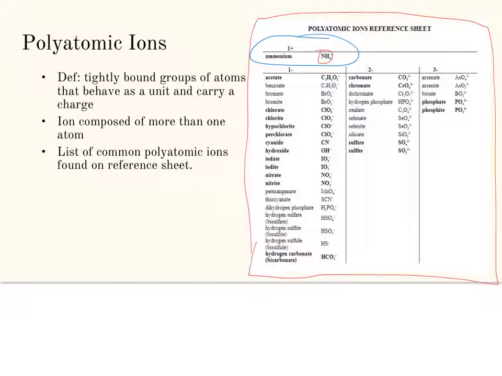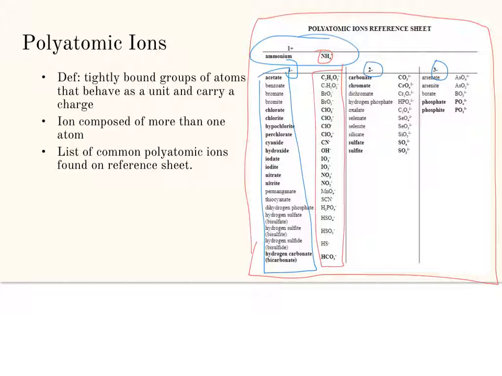Everything in the first column here is a polyatomic ion that carries a -1 charge. In the second column, everything has a -2 charge, and in the third column, a -3 charge. On the left-hand side, you can see the name of the polyatomic ion. And then on the right-hand side, you can see what the actual formula and charge for each one of those ions is. So again, you will always have access to this. You don't have to memorize anything on it. You just have to understand how to use it.